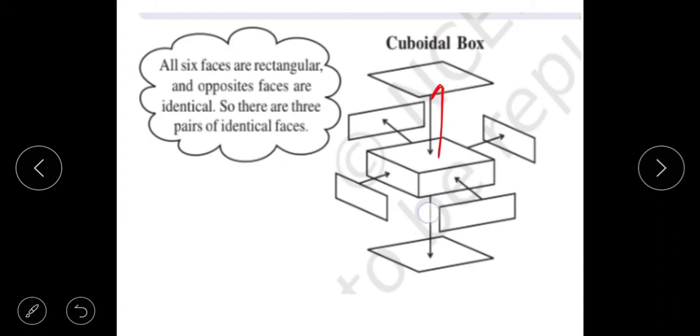This face and this face are two rectangles, and these two rectangles are identical to each other. This face and that face are again rectangles, and these two are identical to each other. Similarly this face and this face. So overall there are six rectangles, and three pairs of rectangles are identical.